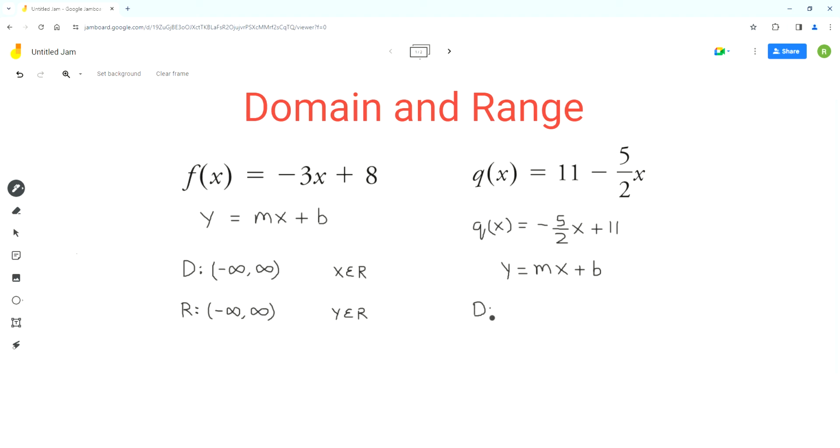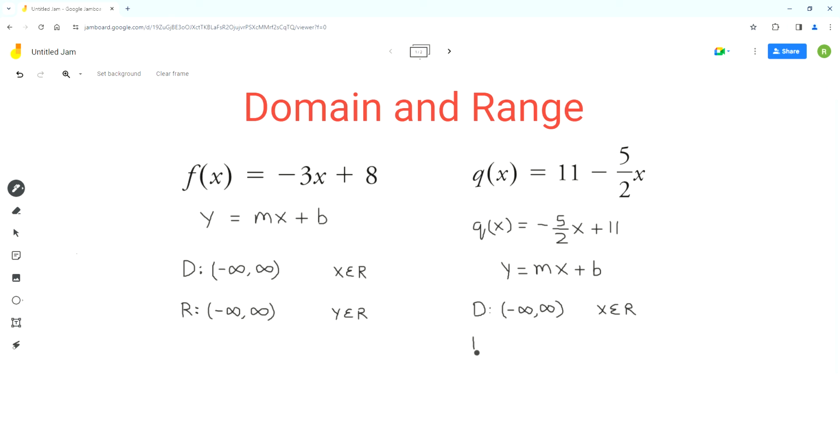The domain is for x values. Since it's an inclined straight line, it will span the whole x-axis. There's no restriction. So the domain in interval notation will be just negative infinity to positive infinity. And in the other notation, the domain will be just x is any real number.